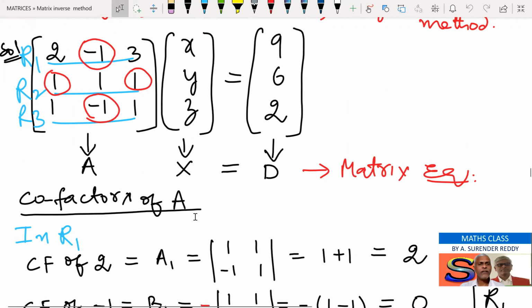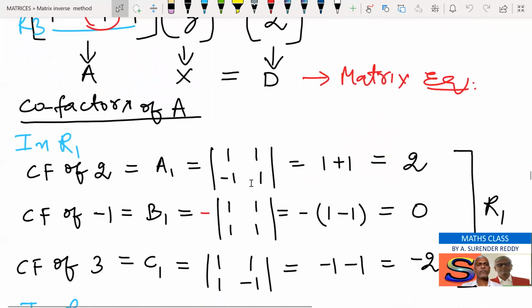Now let us find the cofactors of A. So for this, the solution is X is equal to A inverse D. So in this method, to find solution, we need to find A inverse. That's why it is called inverse method. By using inverse matrix, we find the solution. So to find inverse matrix, we have to find adjoint. To find adjoint, we have to find cofactors. So now let us find the cofactors.